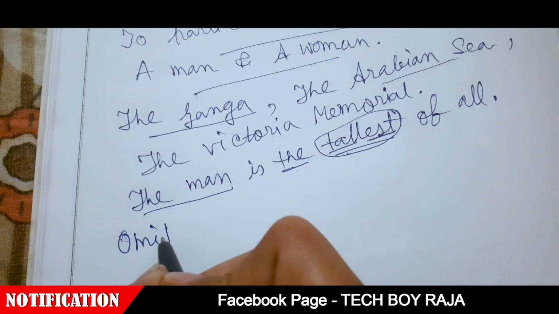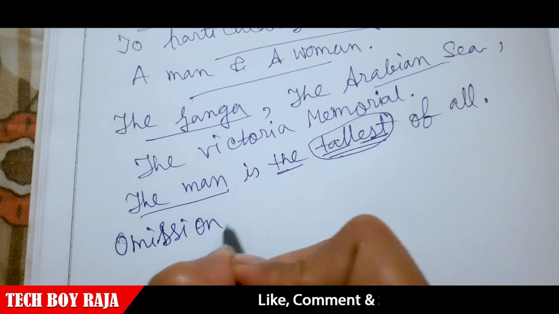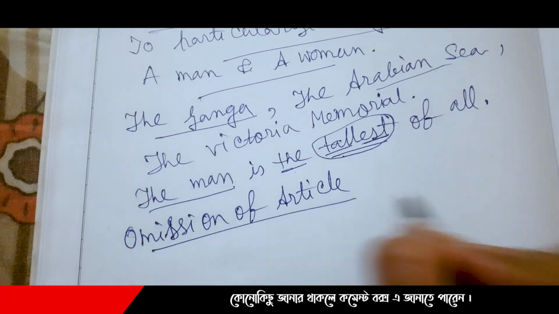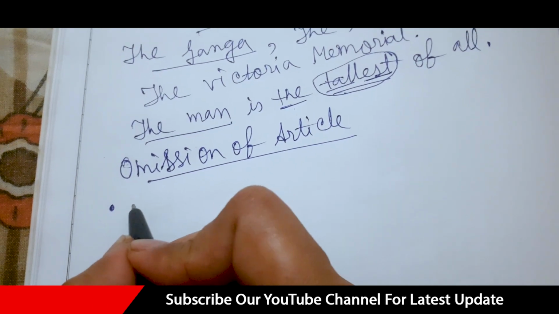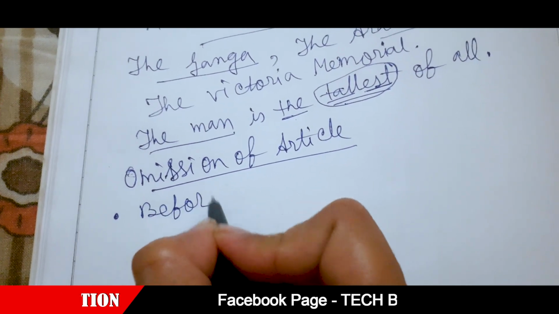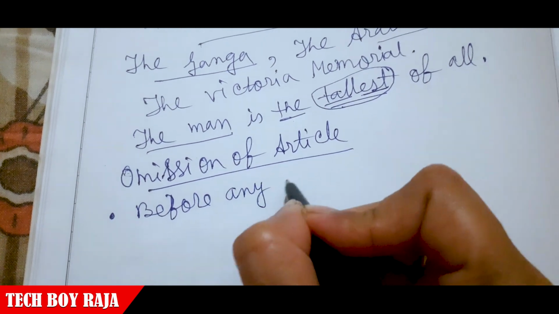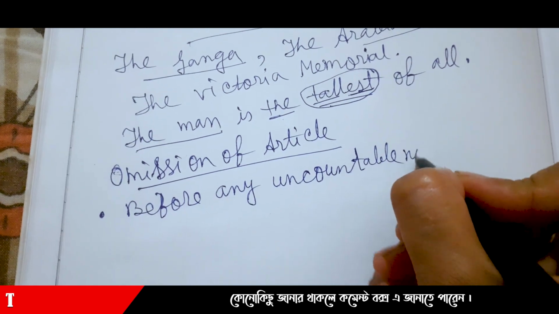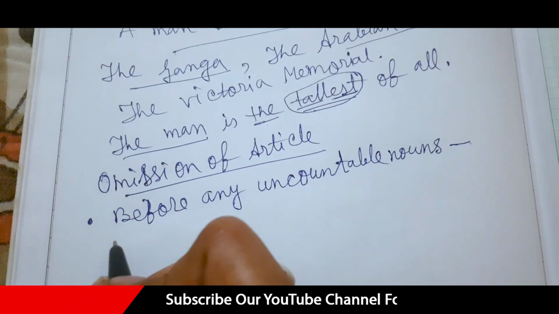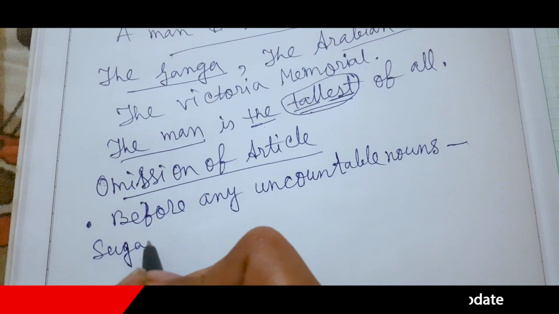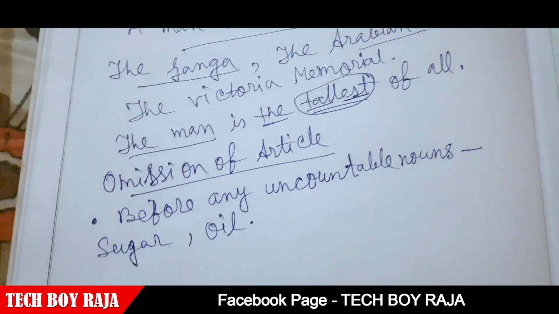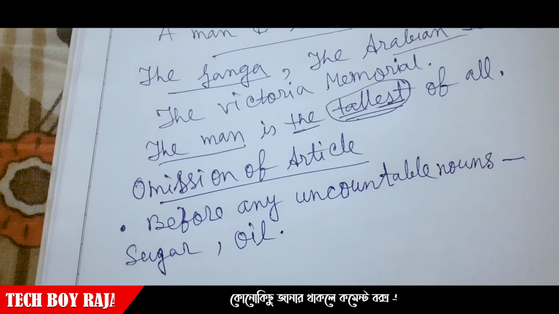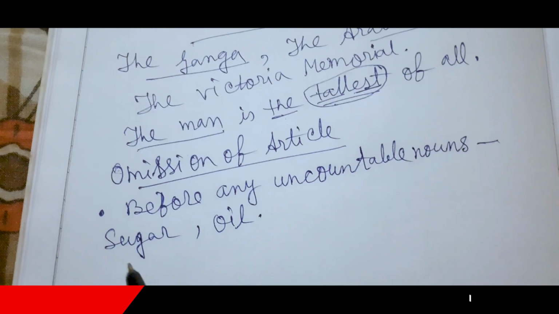Omission of articles means no articles are being used. Where are those places? Omission of articles. Number one, before any uncountable nouns, like sugar, oil. You cannot say the sugar, the oil, like this. Or the gold, the wisdom, this type of thing cannot be.